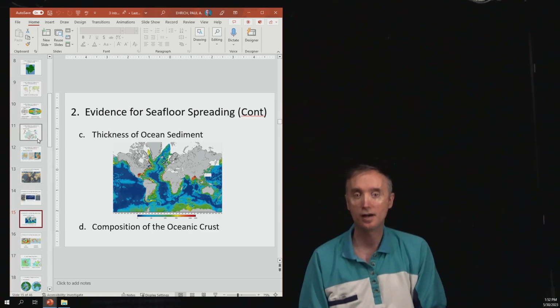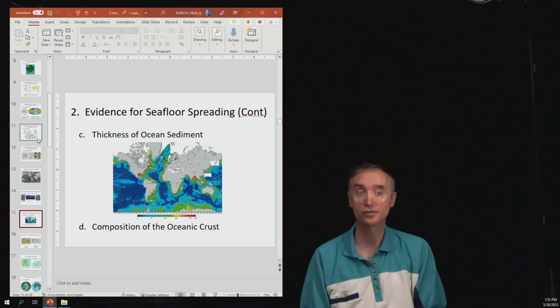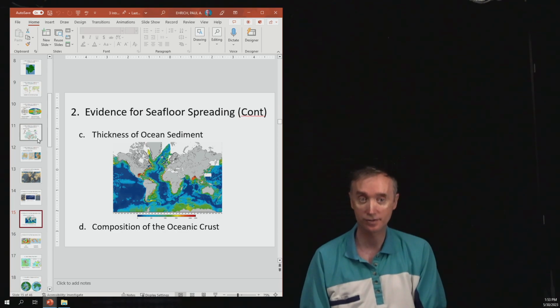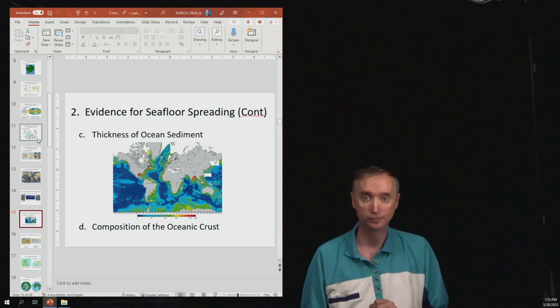Another thing is the composition of the ocean crust versus the continental crust. Oceanic crust is made of basalt, whereas the continental crust is primarily composed of granite. So the ocean floor is composed of a different material than what the continents are composed of.